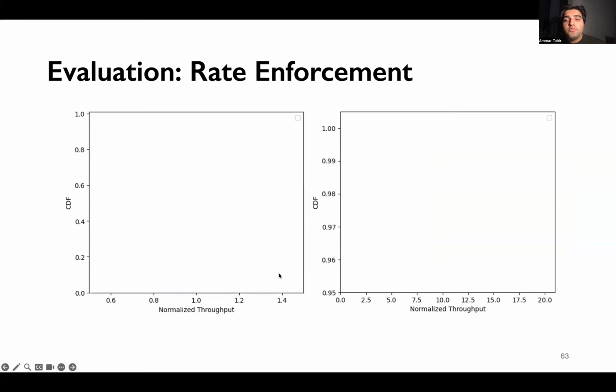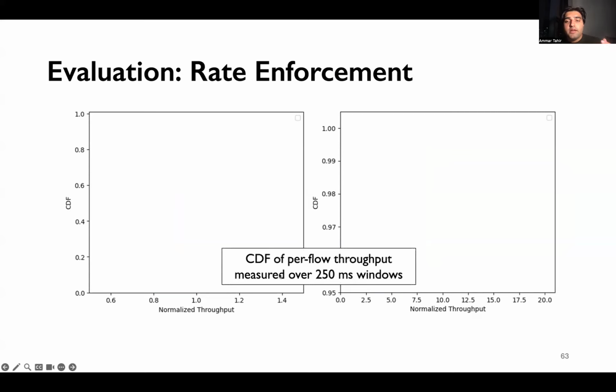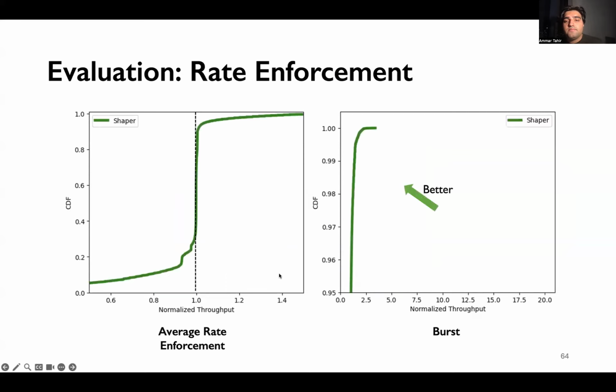In the first result, we report quality of rate enforcement. We measure per aggregate throughput over 250 millisecond windows and plot the CDF here. The left plot will visualize average rate enforcement. The closer we are to the dotted line, the better is the quality of rate enforcement. The right plot shows the tail throughput. A shorter tail means smaller burst. Now, Shaper is quite precise with rate enforcement, and it also does not have any burst.